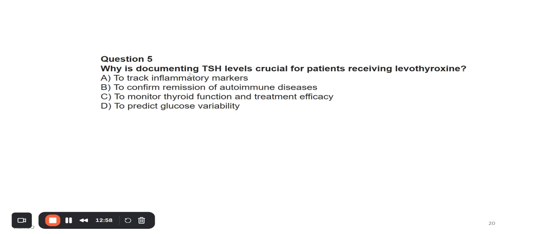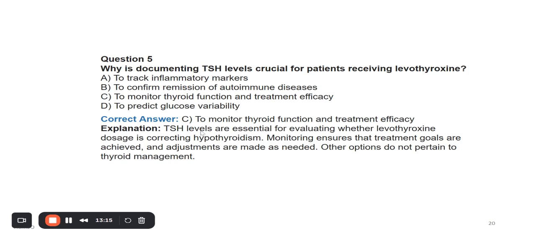Question 5. Why is documenting TSH levels crucial for patients receiving levothyroxine? A. To track inflammatory markers. B. To confirm remission of autoimmune diseases. C. To monitor thyroid function and treatment efficacy. Or D. To predict glucose variability. Definitely the answer is C, to monitor thyroid function and treatment efficacy. TSH levels are essential for evaluating whether levothyroxine dosage is correcting hypothyroidism. Monitoring ensures that treatment goals are achieved and adjustments are made as needed. Other options do not pertain to thyroid management.